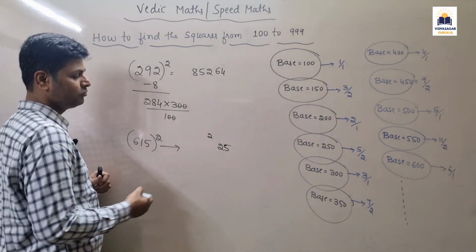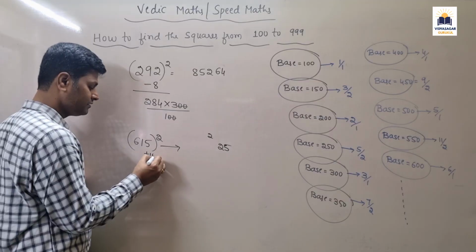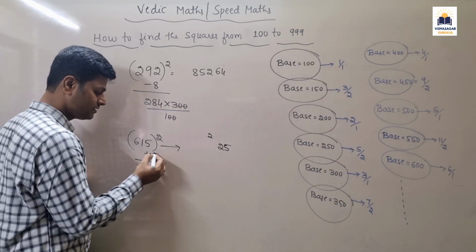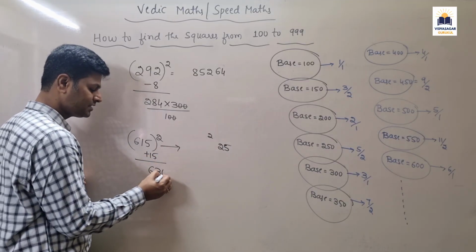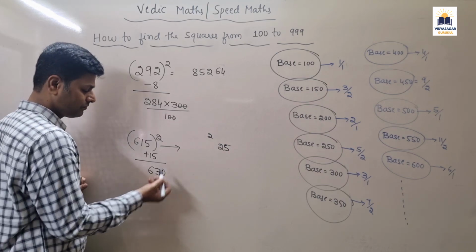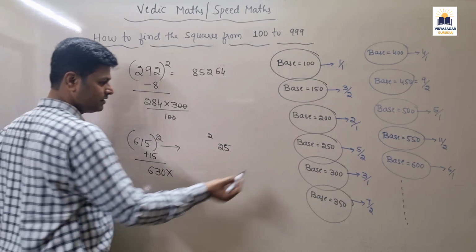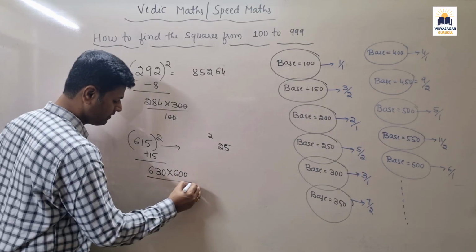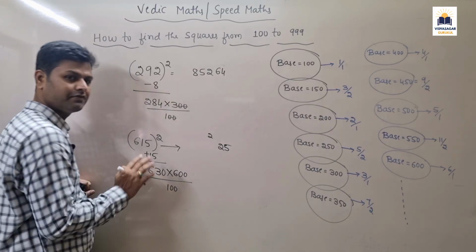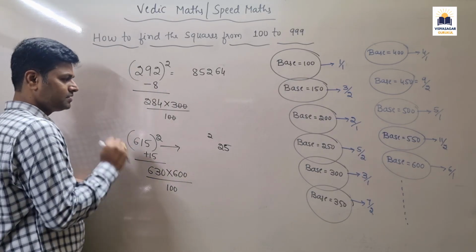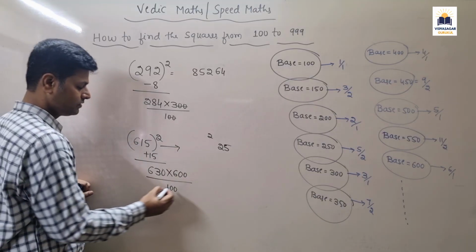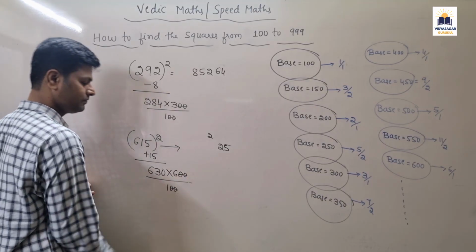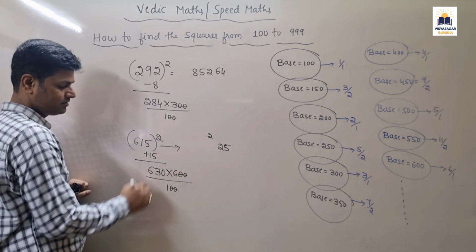Now how much is more compared to the 600 base? 615 is how much more? It is 15 more. So 15 add it. So 15 plus 615, it will be 630. And always it is multiplied with the base. Here the base we have considered is 600, and you have to divide it always by 100. That is fixed for all the bases from 100 to 1000. So the 20 gets cancelled. So 630 into 6.